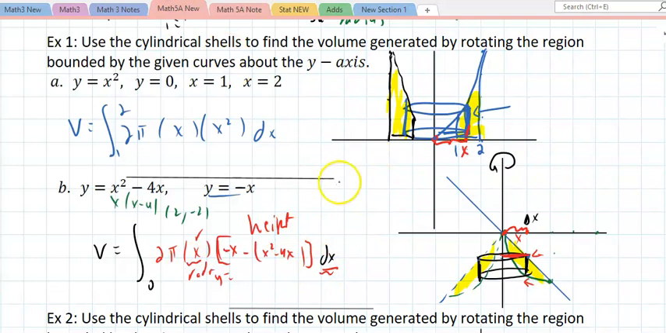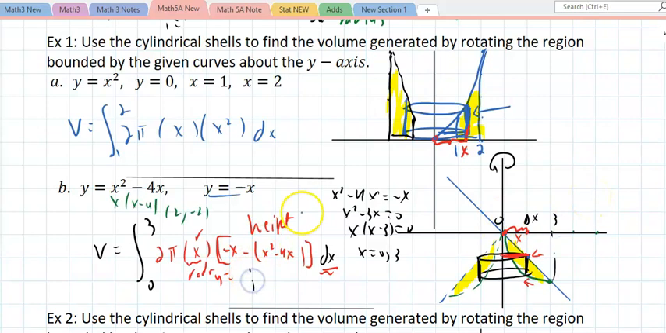Now what's left? Where does x squared minus 4x equal negative x? That's when x squared minus 3x equals 0. x times (x minus 3) equals 0. That's it. x equals 0 and 3. So that's where these meet. This should be a 3 at 0. The graph is not drawn to scale. Integrate that, and there's the volume.